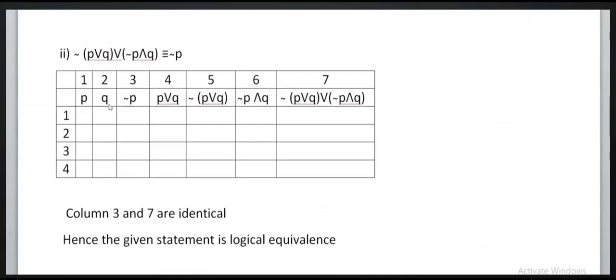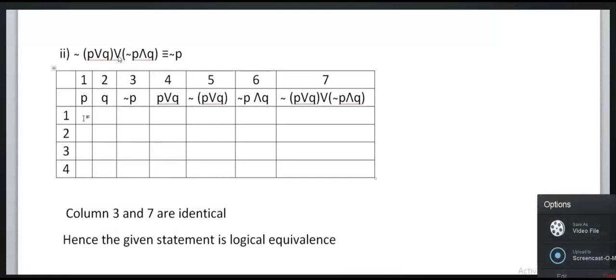Now the next question. Here we want to do this. This is the statement, and this is the main connective. For that we will find out, first of all, again we require the negation of P also here. Therefore write first P, Q, negation of P, P or Q, their negation, negation of P and Q. And next is negation of P or Q, or negation of P and Q.